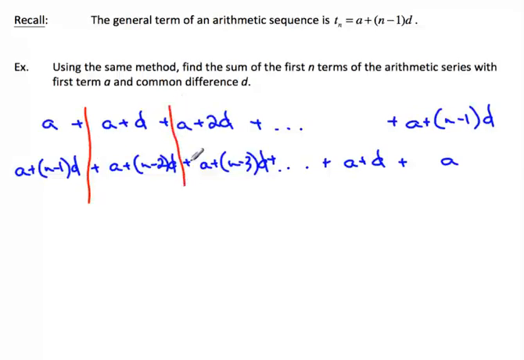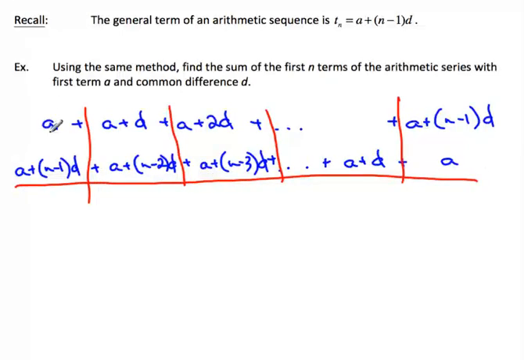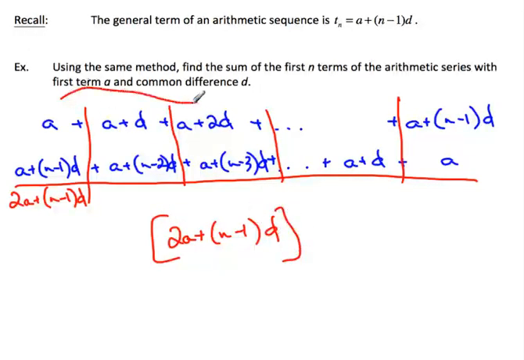And in the previous example, all the columns added to 101. In this example, all of the columns add to a plus a is 2a plus (n minus 1)d. And you can go through these and verify for yourself that they add up to 2a plus (n minus 1)d as well. So now we have columns that all add up to 2a plus (n minus 1)d. Now, how many columns do we have? We have that many columns. That's the number of terms in the sequence, or in the series rather, which is n.